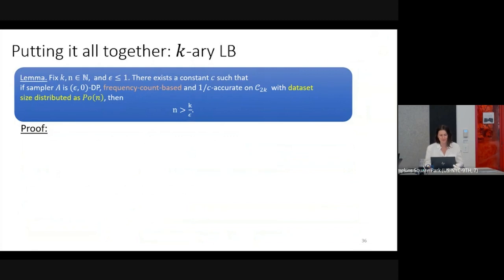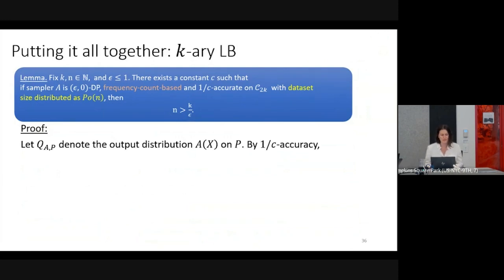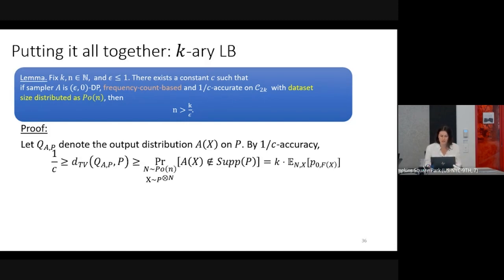Okay, so let's let Q sub A,P denote the output distribution of A when it's given draws from P. By 1 over C accuracy, since we're measuring it in terms of total variation distance, we know that the total variation distance between the output distribution and the given distribution is at most 1 over C. And that quantity is at most the probability that we don't output something in the support.